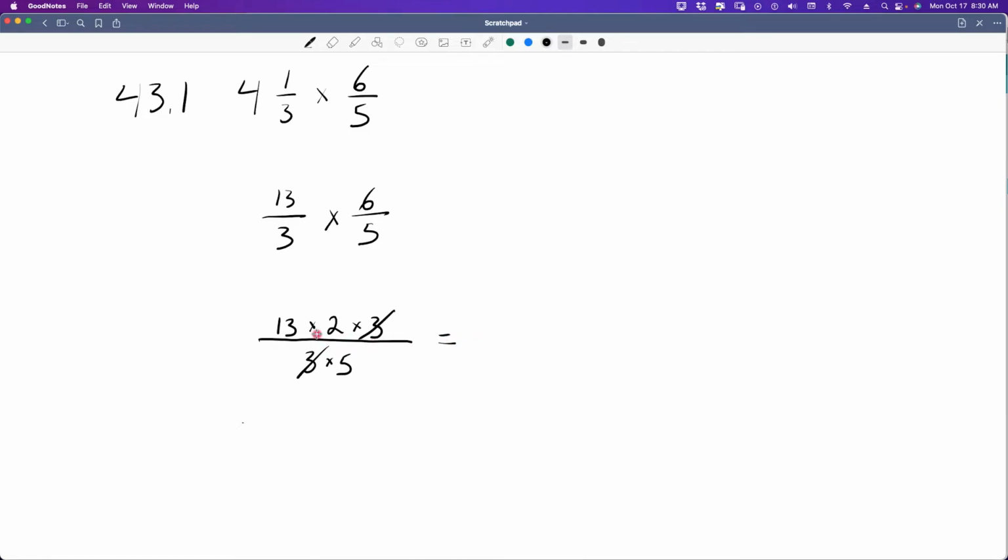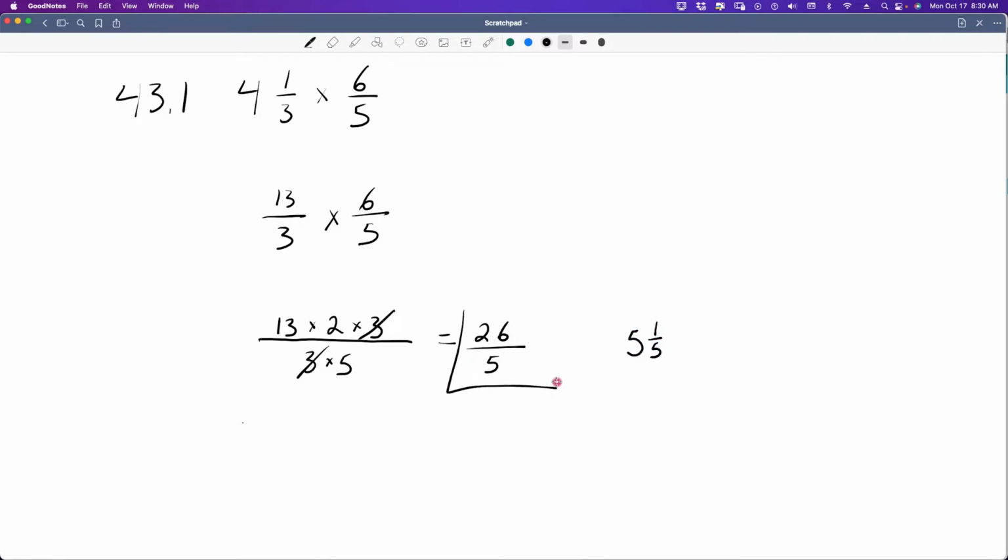So here now we have 13 times 2, which if we double the 3, that's a 6, and we double the 2, or the 1, that's a 2. And we don't have anything else but the 5 left in the bottom. So our final answer is 26/5. And if you wanted to turn that into a mixed number, that would be 5 1/5.